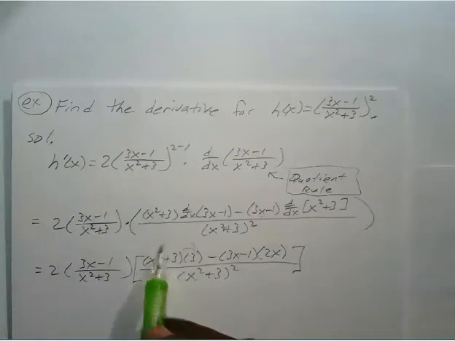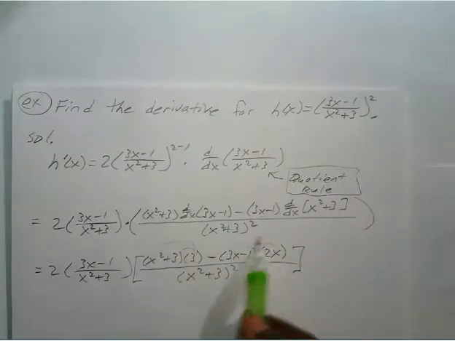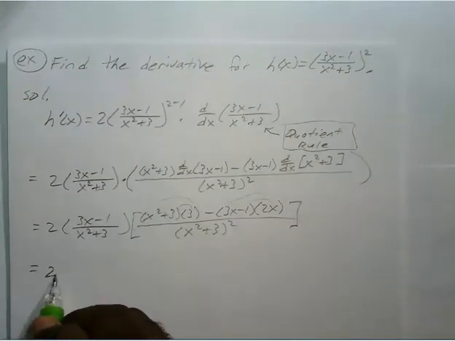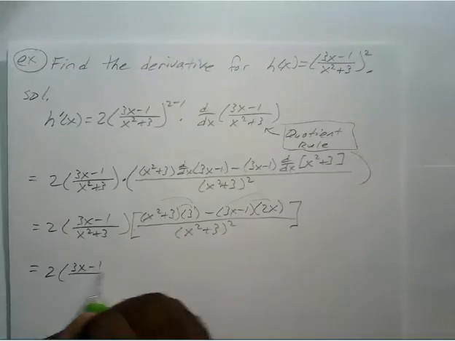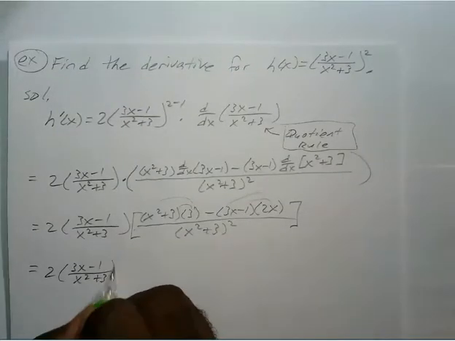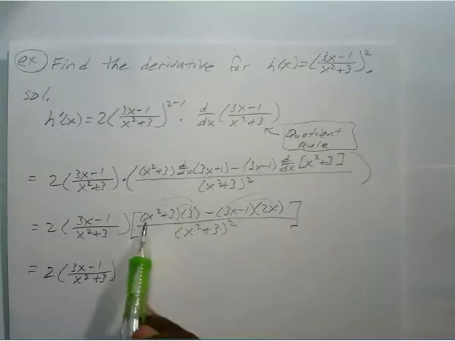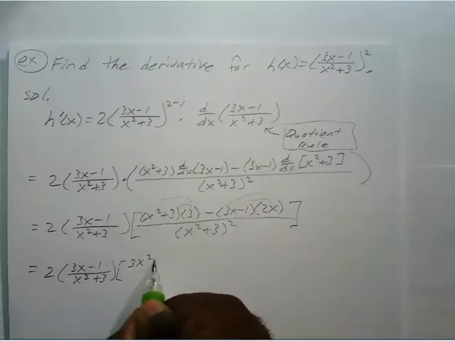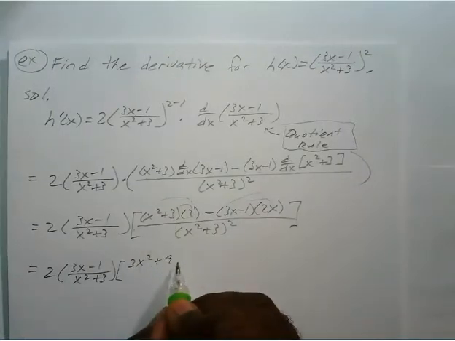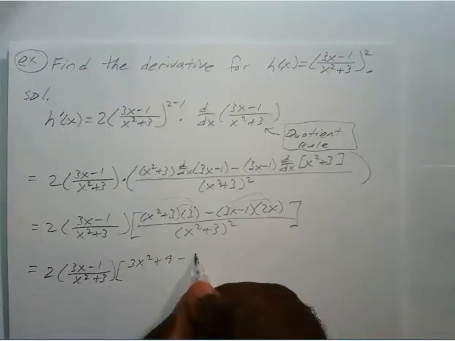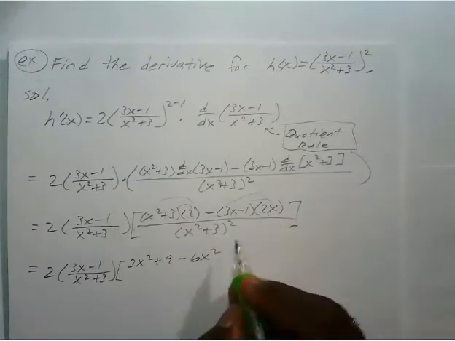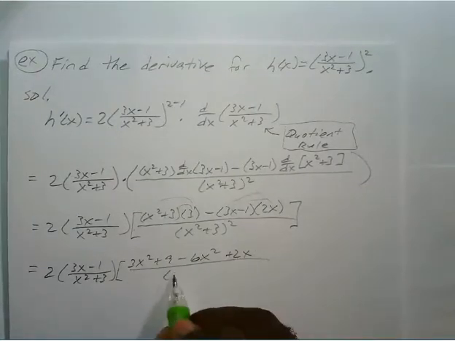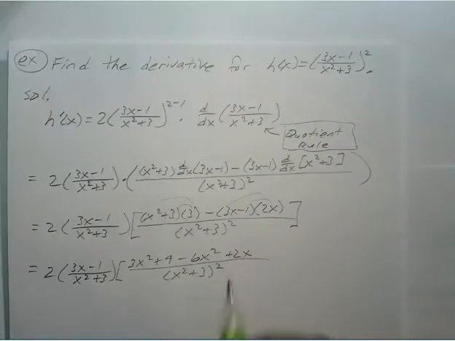Alright, so we can go ahead and distribute those to get rid of those parentheses up there, and simplify it a little bit. So we have 2 times (3x minus 1 over x squared plus 3). 3 times x squared is 3x squared, plus 9, minus 6x squared, plus 2x, all over (x squared plus 3) squared.